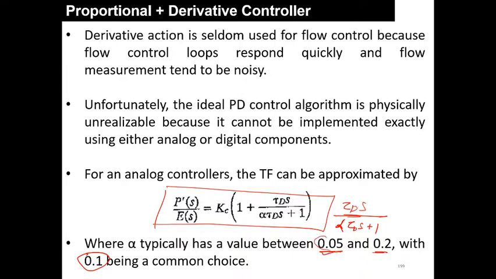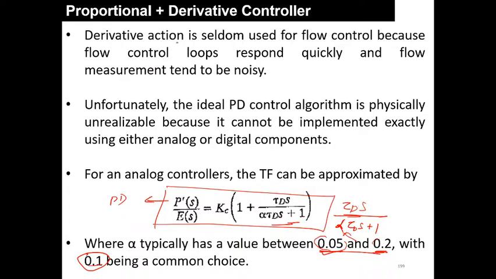So 0.05 to 0.2 is the variation in alpha. However, the typical value is 0.1. If this value becomes larger, it will not filter the noise again, so it should be the minimum value. This is how we have taken it. So Kc into 1 plus tau d s upon alpha tau d s plus 1 is the proportional derivative controller in the filtered form, and it filters the noise.